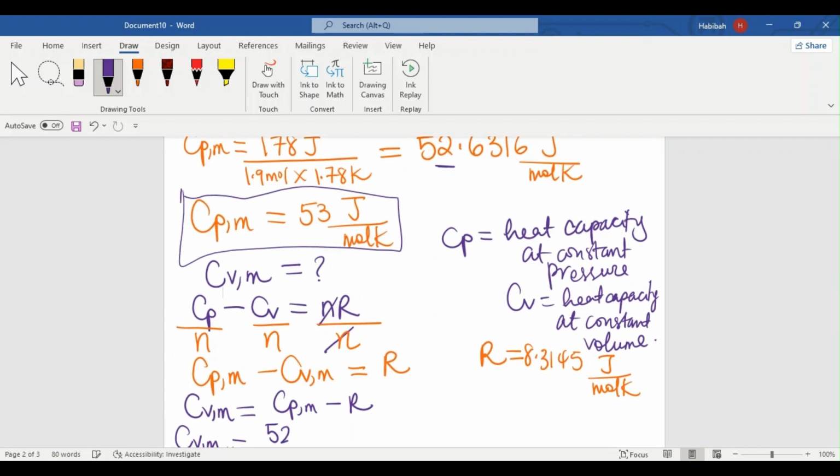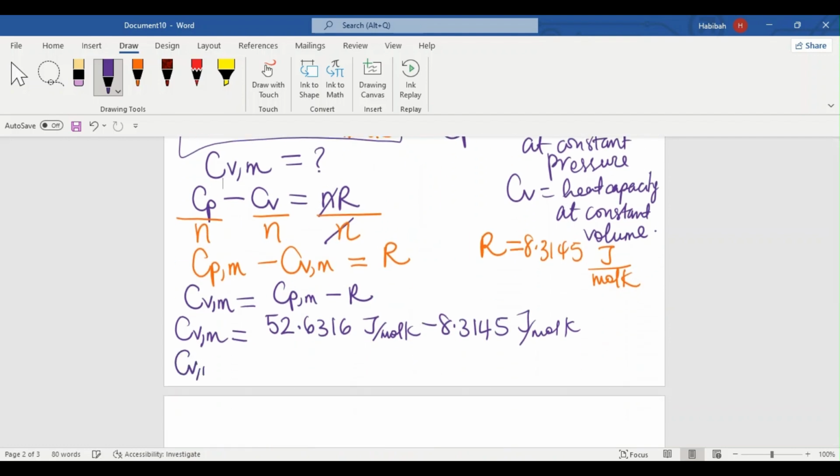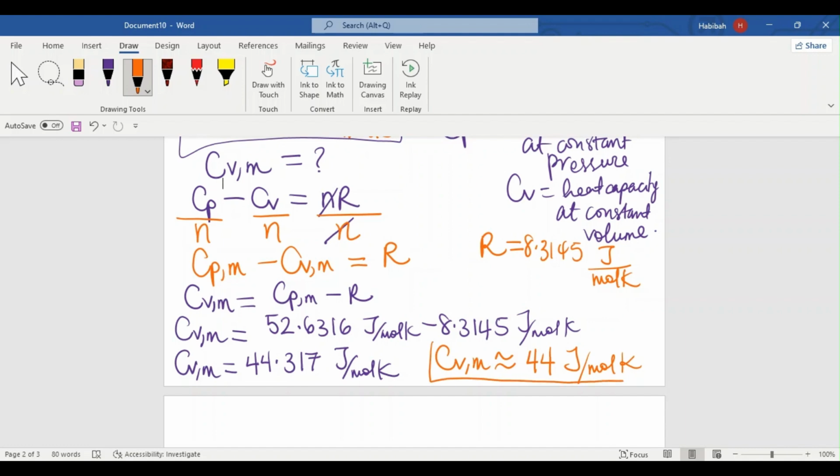So that will be 52.6316 joules per mole Kelvin minus 8.3145 joules per mole Kelvin. So you subtract this on the calculator, and you have Cv,m to be 44.317 joules per mole Kelvin. So Cv,m is approximately 44 joules per mole Kelvin. So this is actually the value that we're going to approximate.